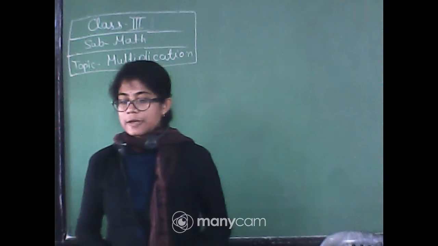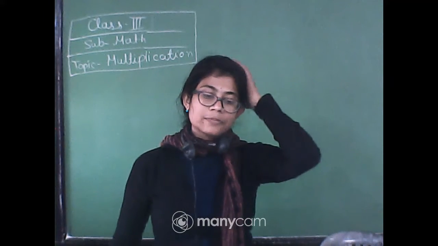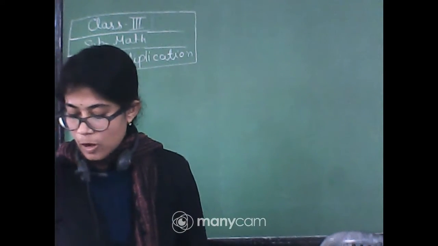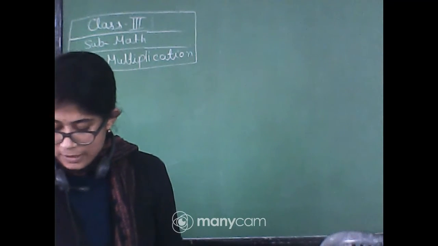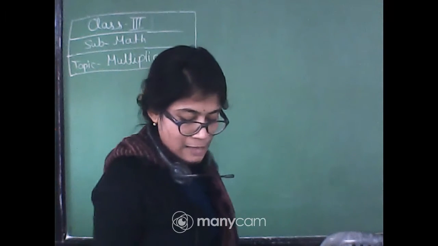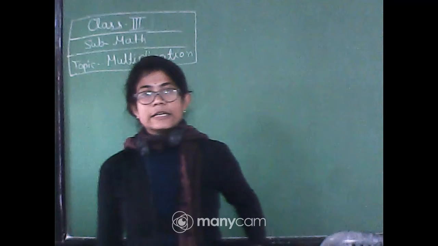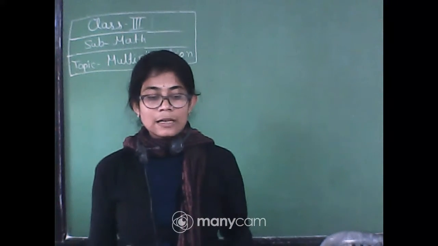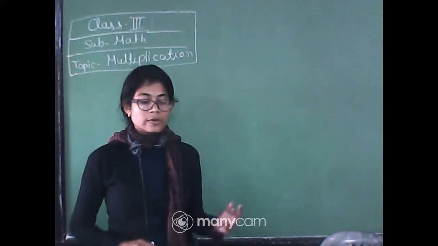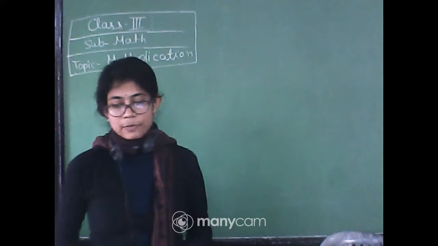So students, today we will do a new chapter from the composite, and the chapter is multiplication. Take out your composite book, and the page number is 80. As all of you in class 2 already learned about multiplication, in class 3 you will learn a little bit more, okay? Maybe in class 2 you did 2-digit multiplication, here you will do 3-digit multiplication, okay?